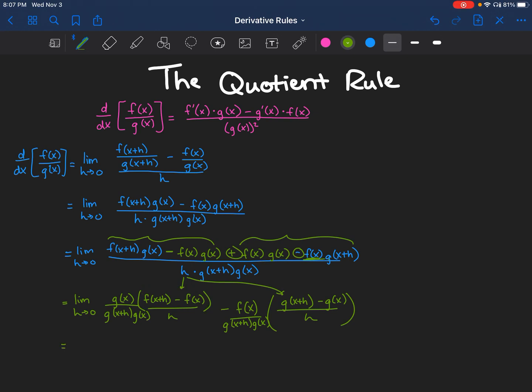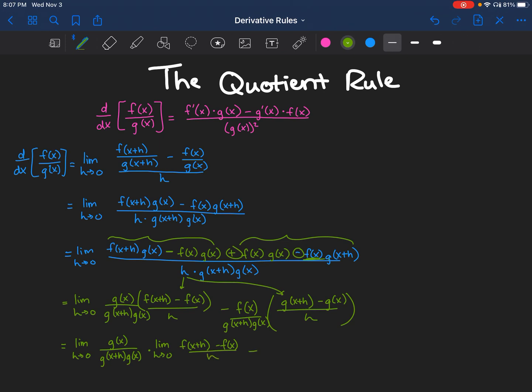So I'm going to split my fractions up along this limit line. So we'll do the first part, g of x divided by g of x plus h times g of x. Again, I don't want to simplify that because I'm going to have to recombine this in a minute. Times the limit as h goes to 0 of f of x plus h minus f of x all over h. And again, that's my derivative, so I want to keep that there.